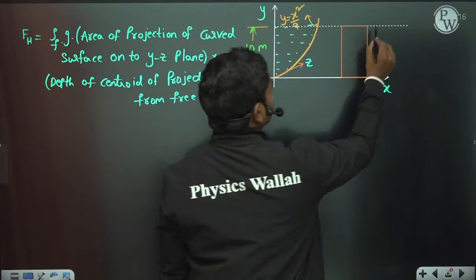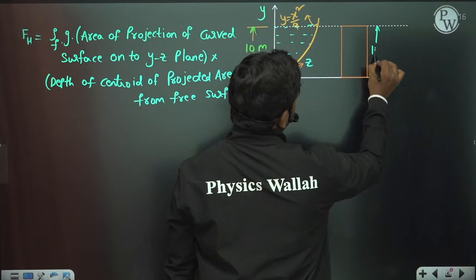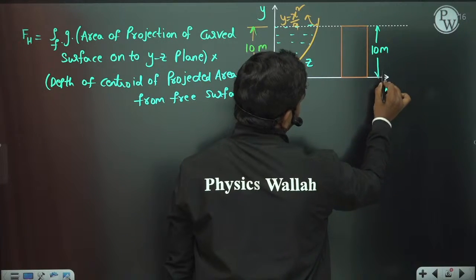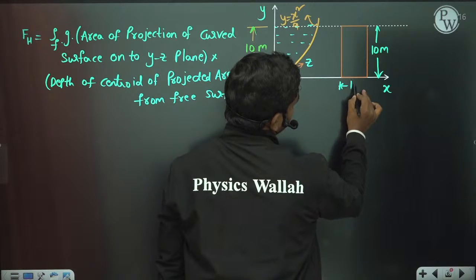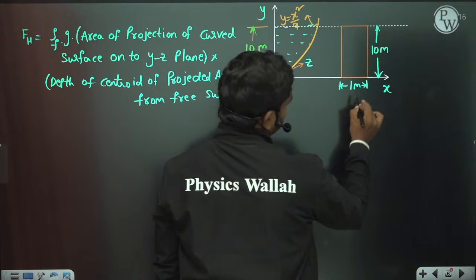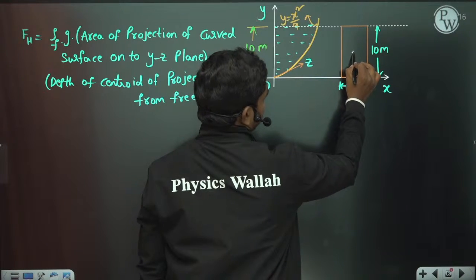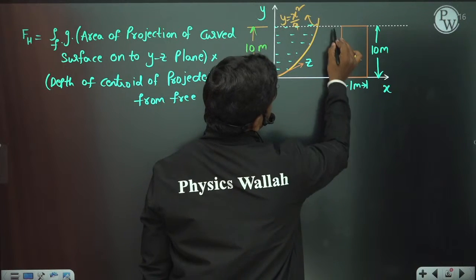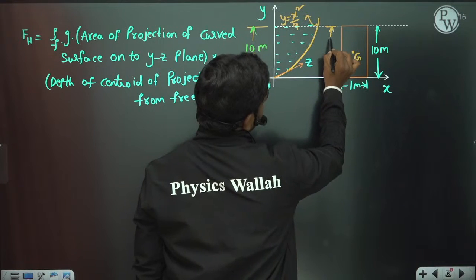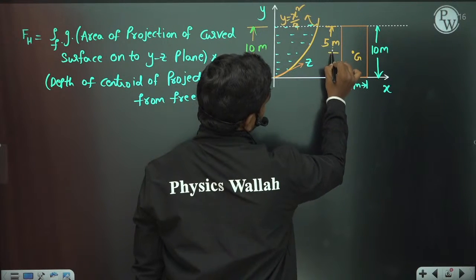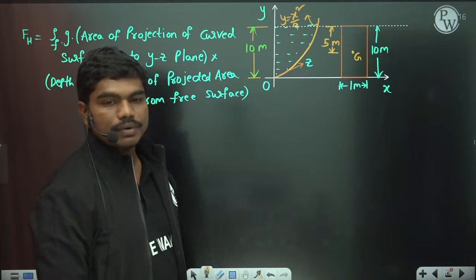So this height is known to you. This is 10 meters, and this is 1 meter, because they have asked to assume unit width into the surface. So this is a rectangle. Where does the centroid of the rectangle lie? Exactly at this point, G. And what is this from the free surface? This is 5 meters. So we have G at 5 meters.